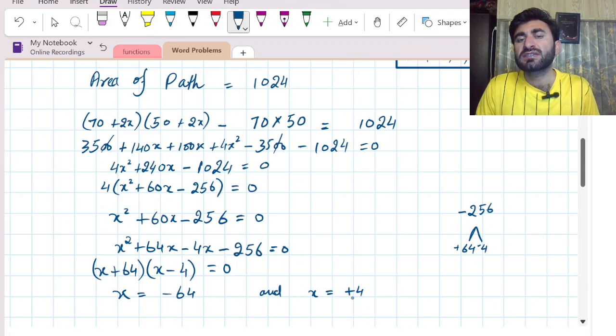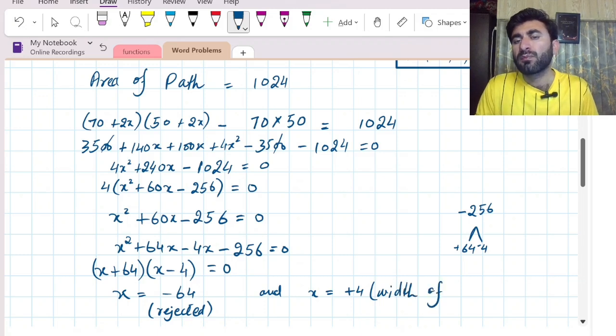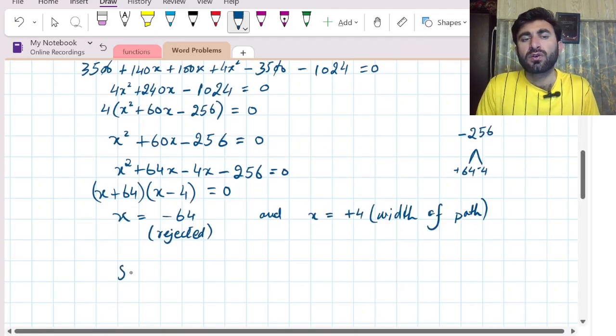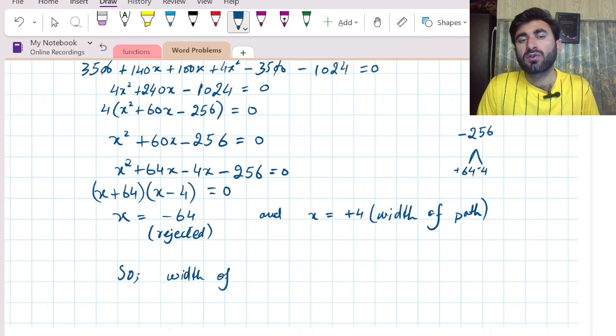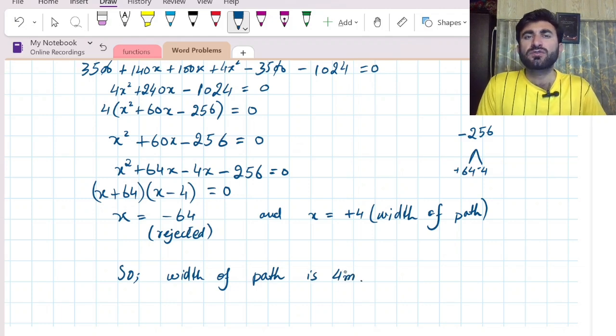Because we have stated that x was the width of the path, so it cannot be negative. Okay, so that value is already rejected. So that is the width of path. We can state that width of path is 4 meter. Let's move to one other problem and then we'll conclude the video.